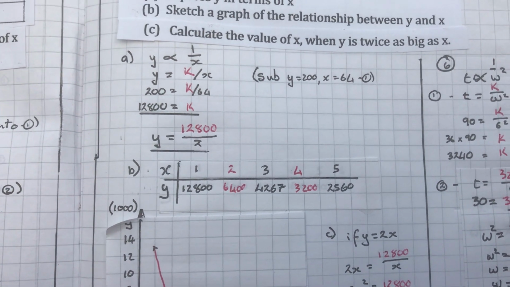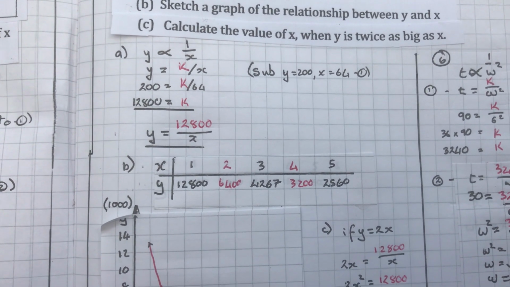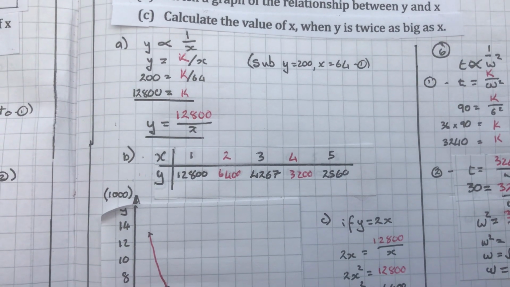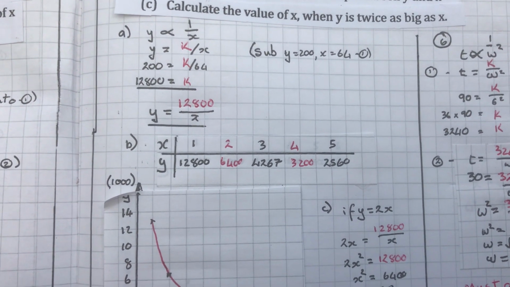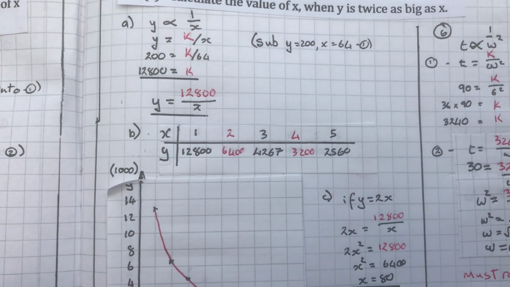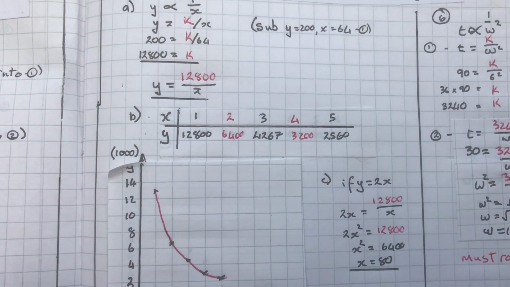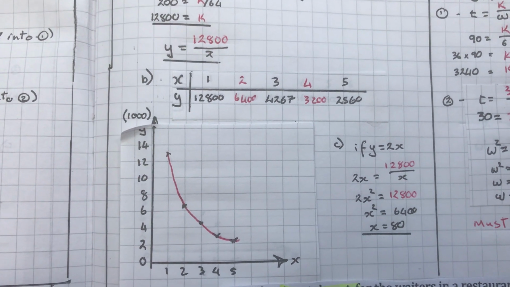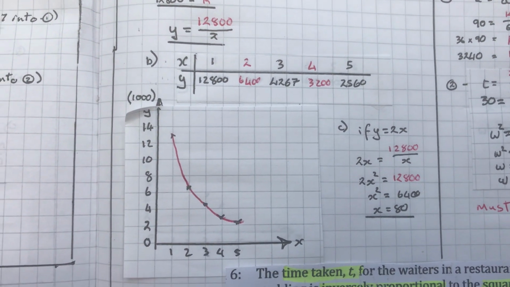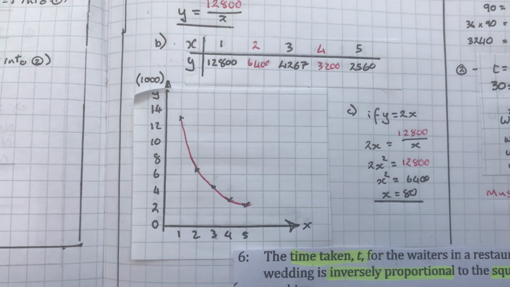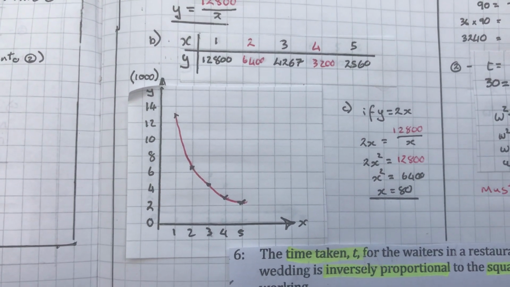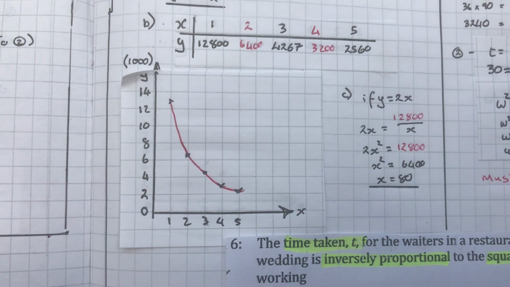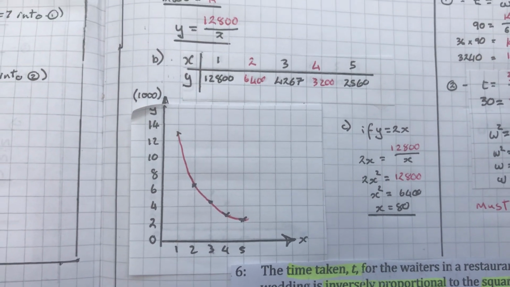I've been asked to sketch a graph of the relationship. I know it's inversely proportional, so as one thing increases, the other decreases. So I've said if x is 1, 2, 3, 4 or 5, what will y become? Well, I can see 12,800, 6,400, 4,267, 3,200 and 2,560. You can see I get a reciprocal graph. So as x increases, y is decreasing.